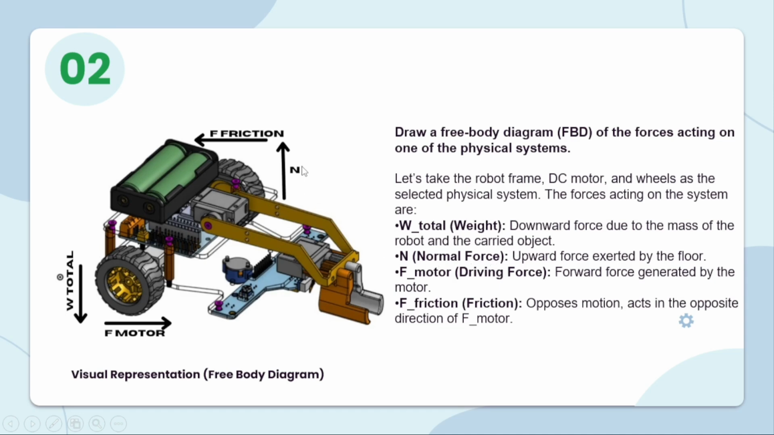The ground pushes upward with the normal force, the upward force exerted by the floor. The motor creates a driving force, the forward force generated by the motor, while friction resists motion. Friction acts in the opposite direction of F motor.